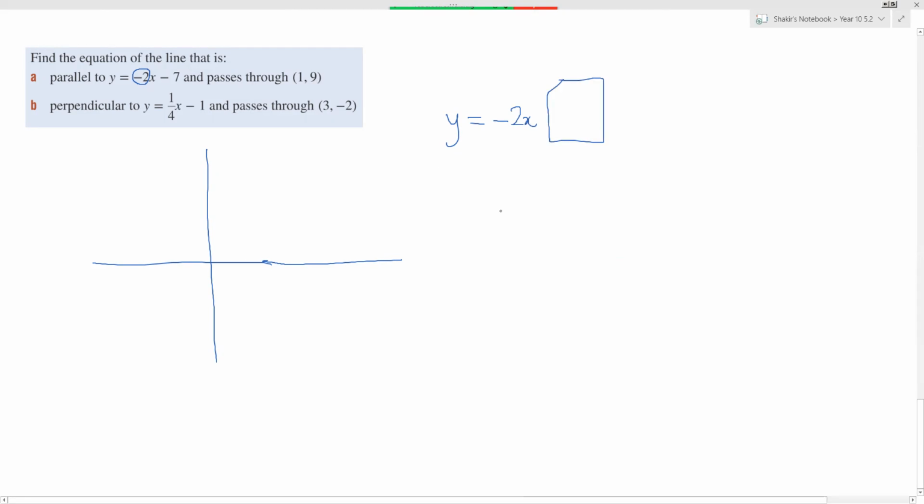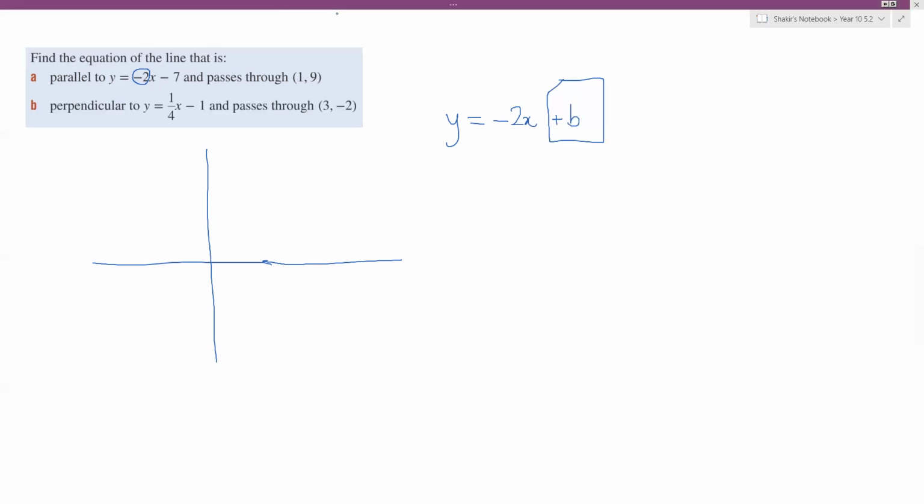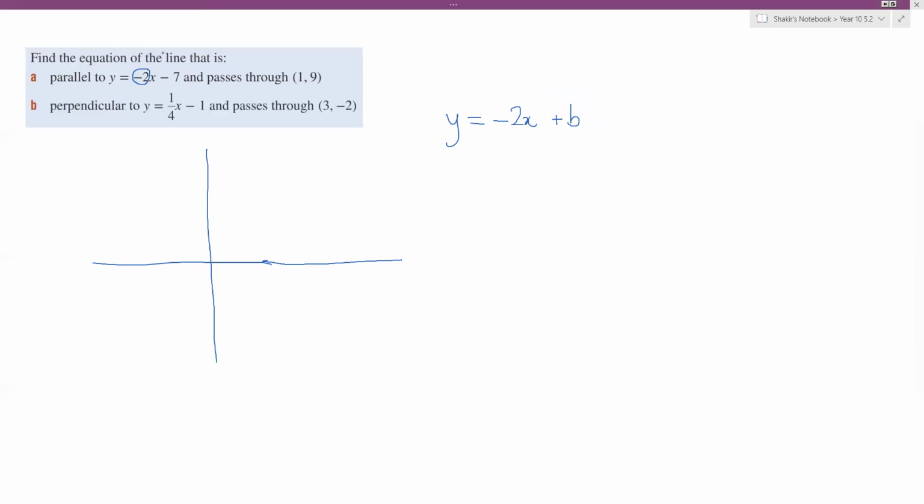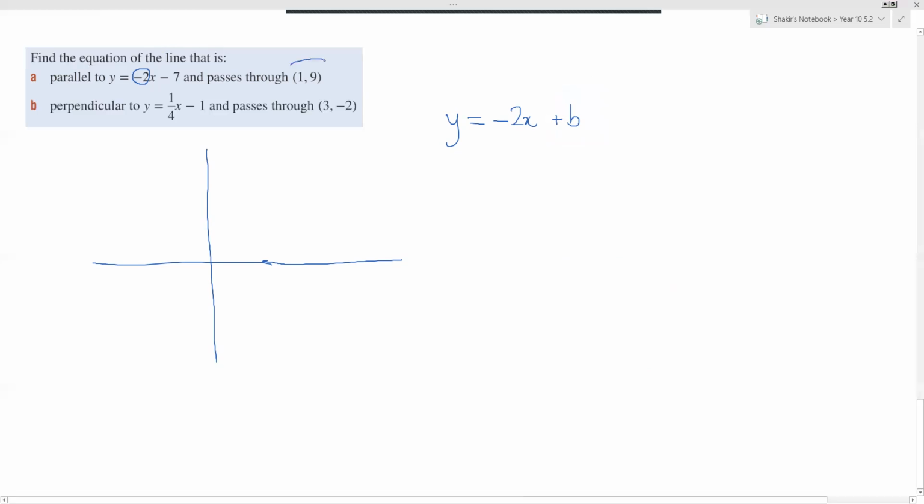And it passes through (1, 9). So we're going to write y equals negative 2x plus b. Now I know for a fact that it passes through (1, 9). Now 1 is the x value, 9 is the y value. And because the line passes through (1, 9), I can substitute these coordinates into the line. The left-hand side will equal the right-hand side.